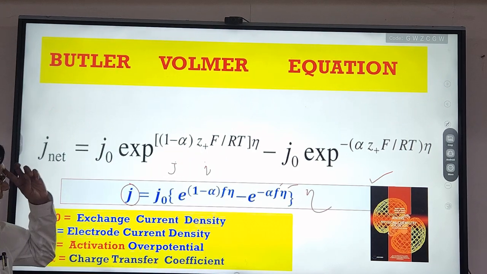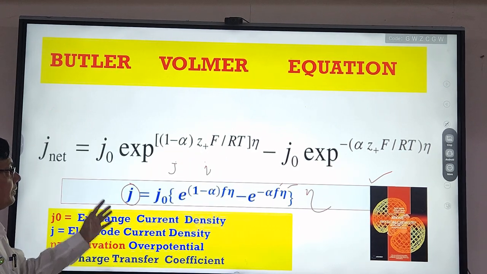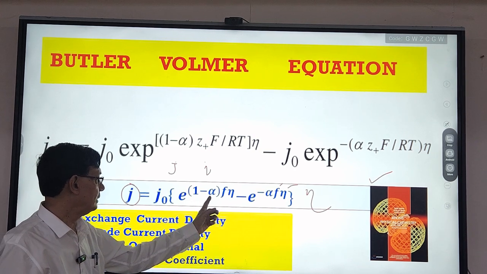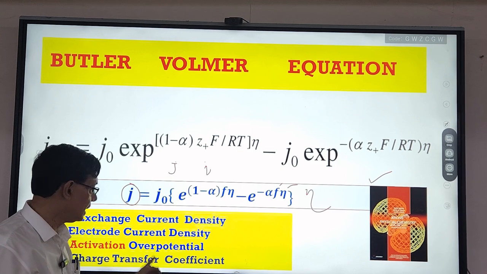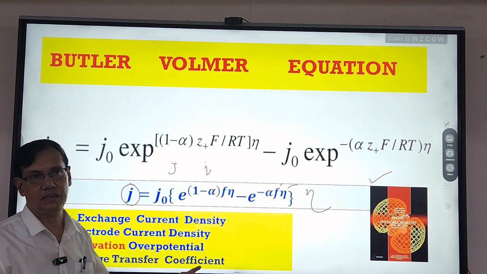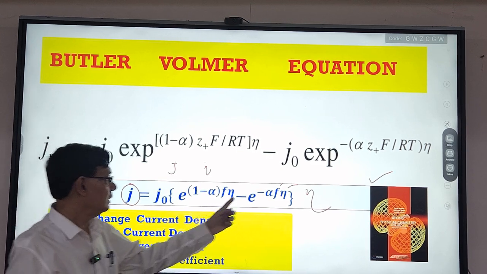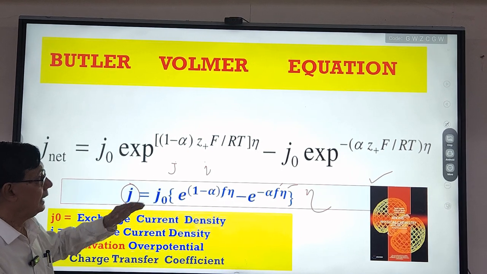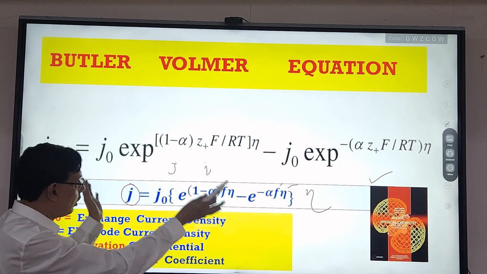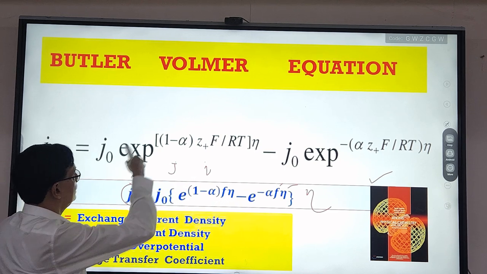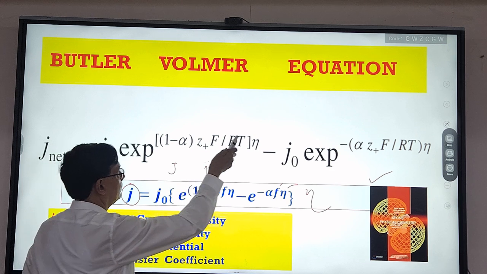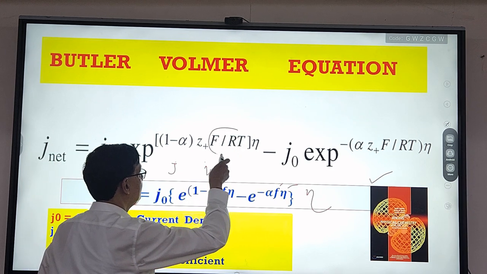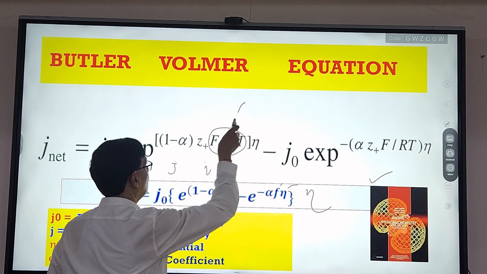So this means there is a relationship between the terms. Alpha is the charge transfer coefficient. I will explain what the charge transfer coefficient is. Eta is the overpotential, and J is the current density, and this is a short form of the Butler-Volmer equation, and this is another form. I will explain here that this F by RT can also be written as small f.